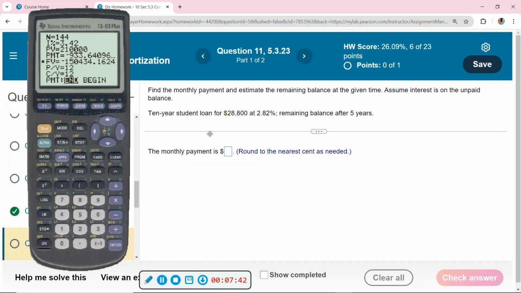Let's see. Is this the same type of problem? It's a 10-year student loan. Find the monthly balance and estimate the remaining balance after 5 years. Okay. So let me go up here. Just sort of ignore all these numbers as I type in the new numbers. It is a 10-year loan. So that's going to be 120 payments total.